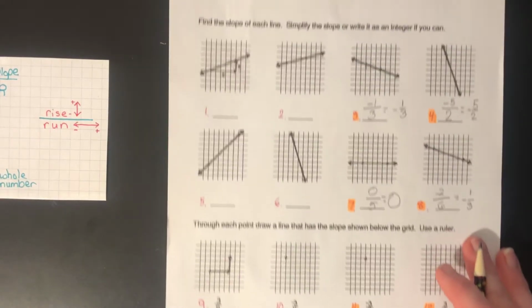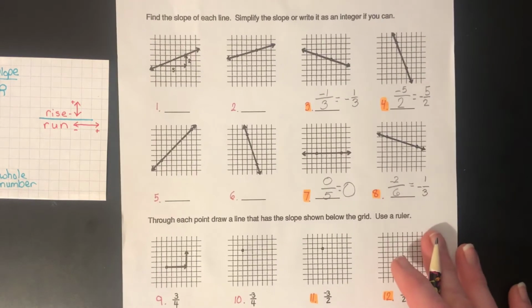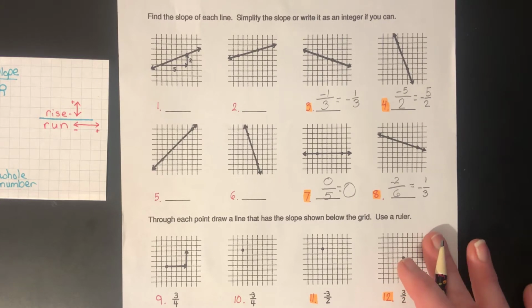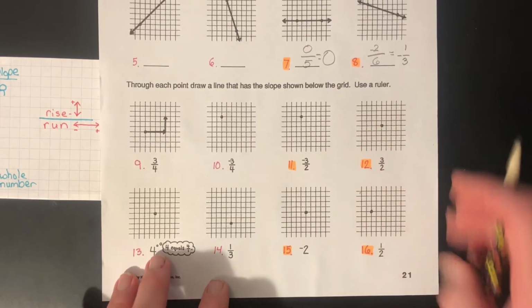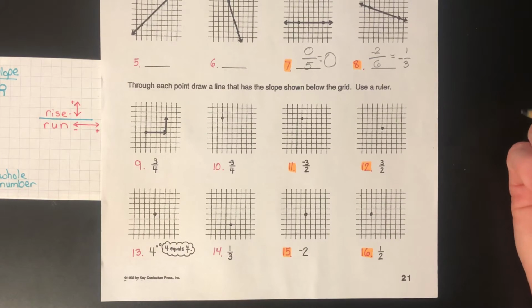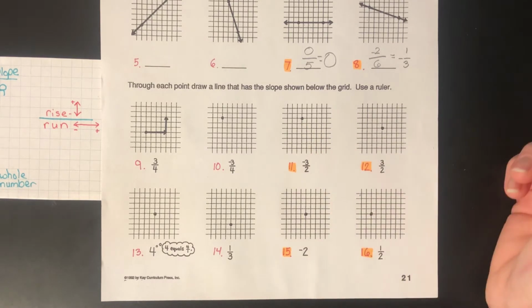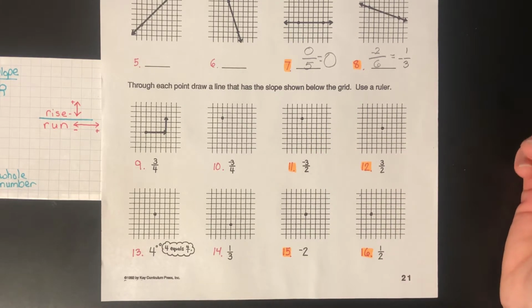You'll do these. You have both positive and negative slopes. You have actually 3 positives and only 1 negative, whereas I had 1 0 and 3 negative. Down here, they've given you 1 point. And they've given you the slope. Using that point and that slope, you will draw a line.